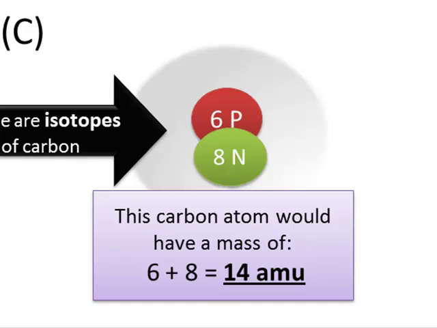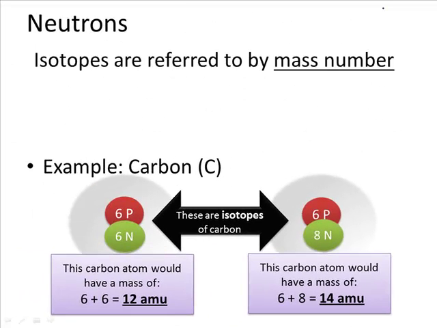On the other hand, the carbon on the right side of the screen would have a mass of 14 AMU, because it has 6 protons and 8 neutrons. This number is referred to as the mass number, and it's what you'll recognize when we talk about radioactivity of different substances. The carbon on the left would be referred to as carbon 12. The carbon on the right would be referred to as carbon 14. This is where we get the numbers for things like uranium-235 or sodium-24.